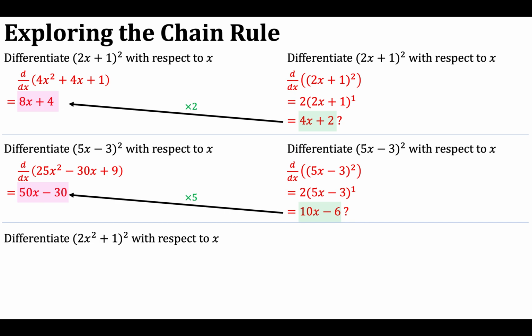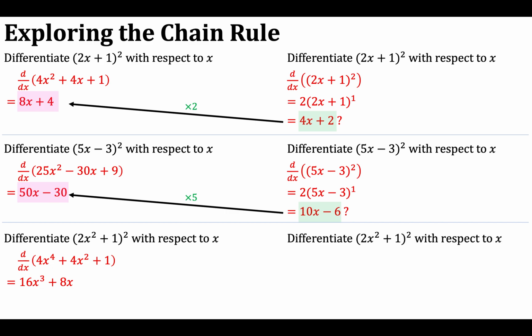So this time we want to differentiate 2x squared plus 1 all squared with respect to x. Again, we can expand these brackets to give us 4x to the 4 plus 4x squared plus 1, and differentiating each term separately would give us 16x cubed plus 8x. Looking again at the square of the bracket, let's differentiate that to give us 2 times that bracket, and expanding would give us 4x squared plus 2.